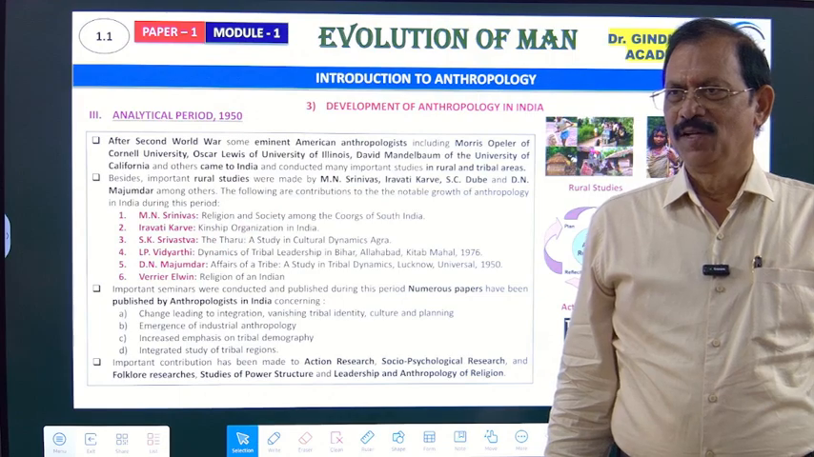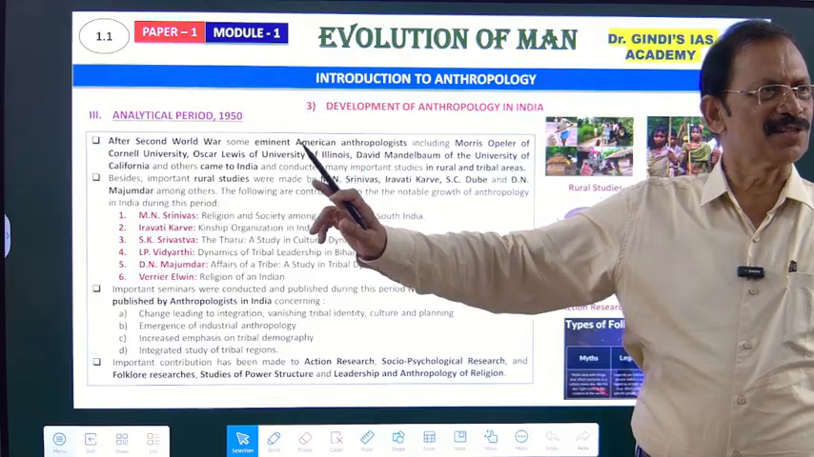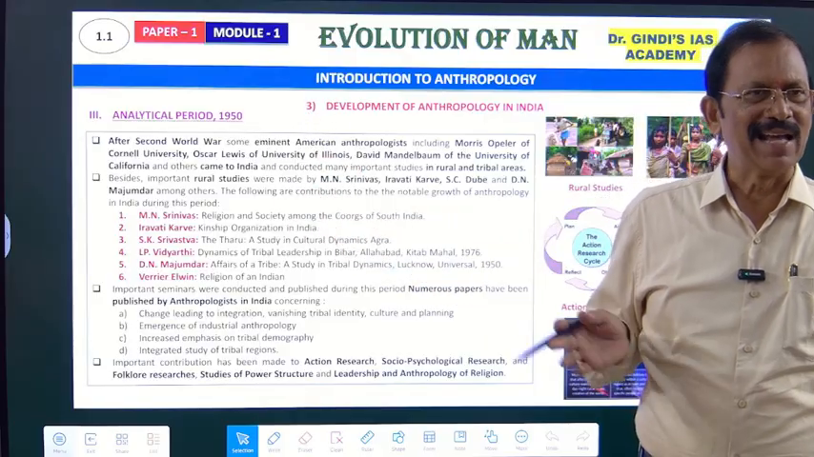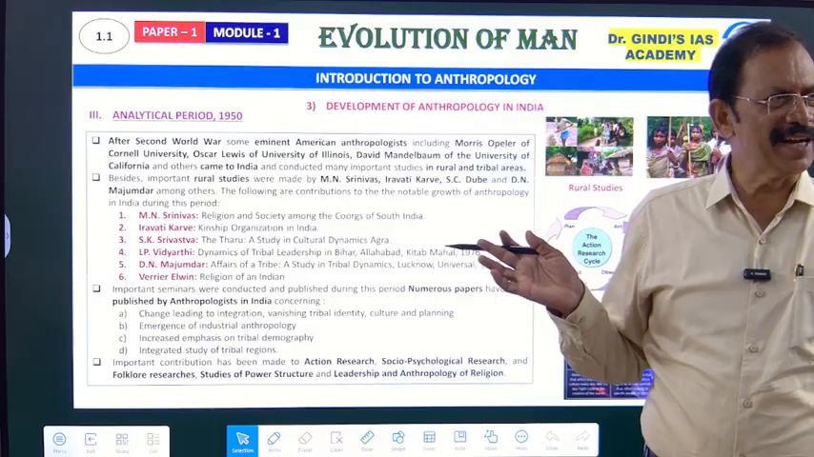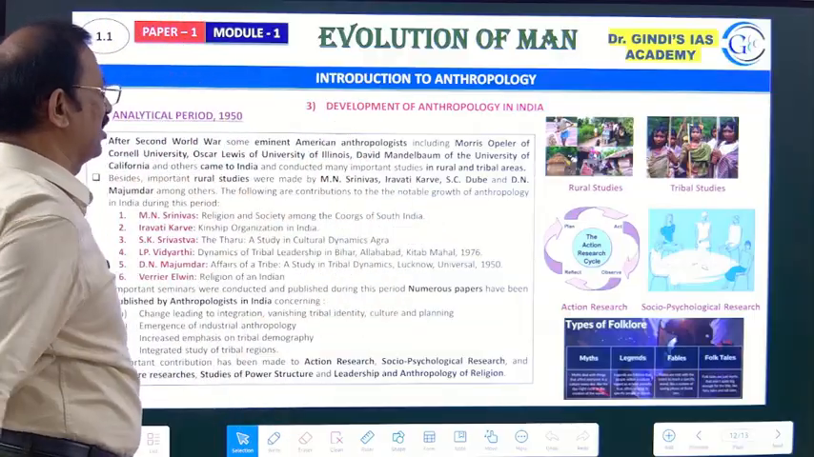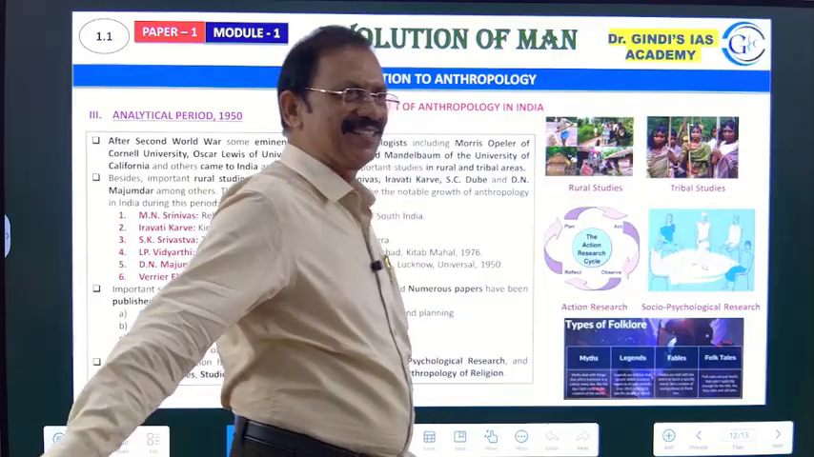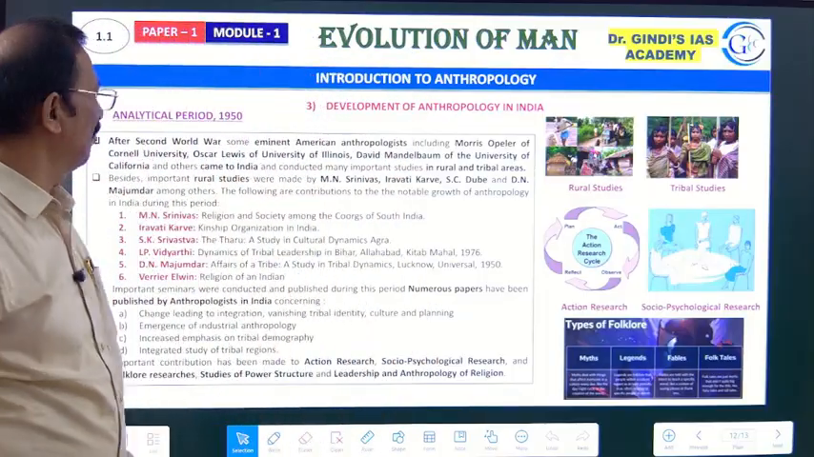Last phase. The first stage was the formative stage. The second stage was the constructive stage. So now, where are we now? The analytical stage. When did it start? In 1950, the analytical stage started. Here you can see rural studies and tribal studies.